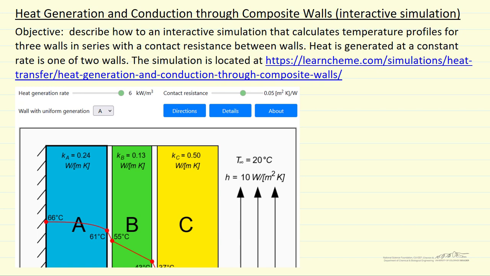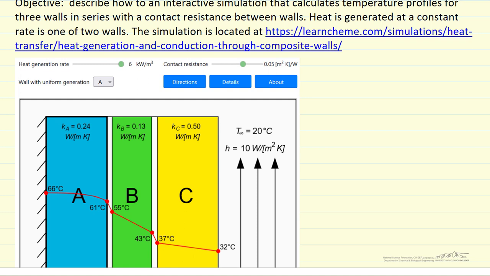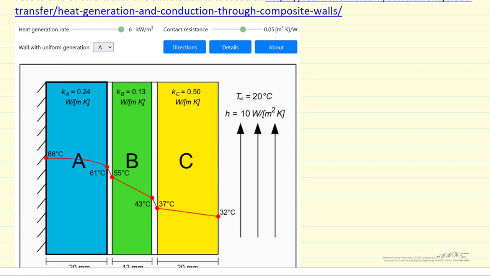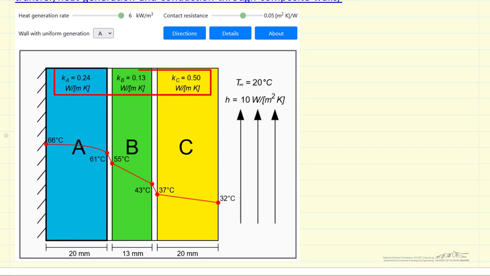I'll briefly describe how to use an interactive simulation that looks at conduction through composite walls where one of the walls has heat generation. And the simulation is located at this link. These walls have contact resistance between them, and we're looking at a steady state system. So 3 walls with different thermal conductivities. There's a temperature drop between the walls due to contact resistance.